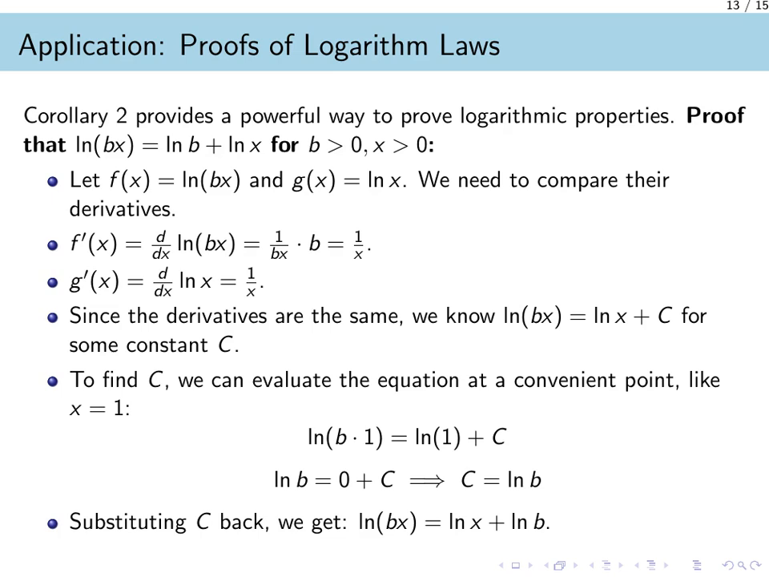Since both functions have the same derivative, we know they must differ by a constant value, c, so the natural log of b times x equals the natural log of x plus c. To find this constant, we can plug in a convenient value like x equals 1. This gives us the natural log of b equals the natural log of 1 plus c. Because the natural log of 1 is 0, we find that the constant c must be the natural log of b. Substituting this back proves the familiar rule. The natural log of bx equals the natural log of x plus the natural log of b.